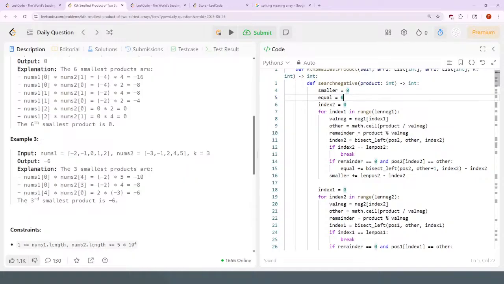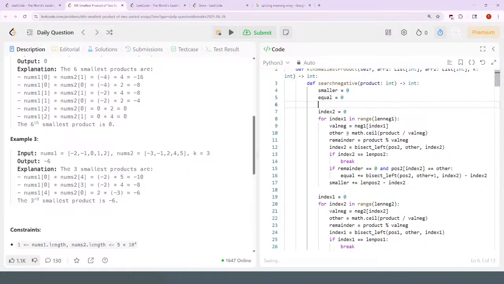The number of times this product occurs as the exact multiplication of 2 values from this first space. And then, breaking it down further, you can either get... so you're searching for a certain product in, let's say, multiplying negatives from the first array with positives from the second array. So let's say my guess is like -6. So I want to figure out how many numbers that are smaller than -6, multiplying from here to here.